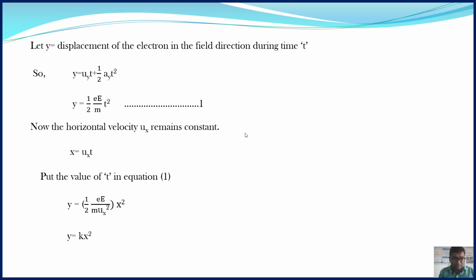And now this equation, y equals k into x squared, is the equation of a parabola. So from this, it is clear that the motion of an electron, or the path of an electron, when it is moving through a perpendicular electric field will be a parabolic one.